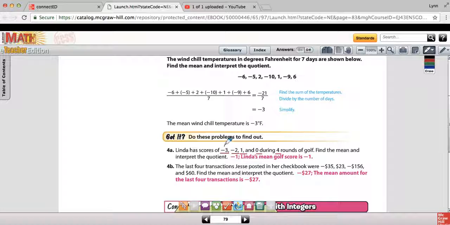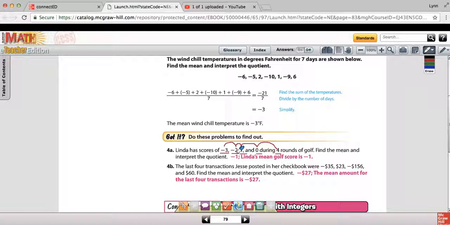And so negative 3 plus negative 2 is negative 5. Negative 5 plus 1 is negative 4. Negative 4 plus 0 is negative 4. Negative 4 plus 4 is 0.